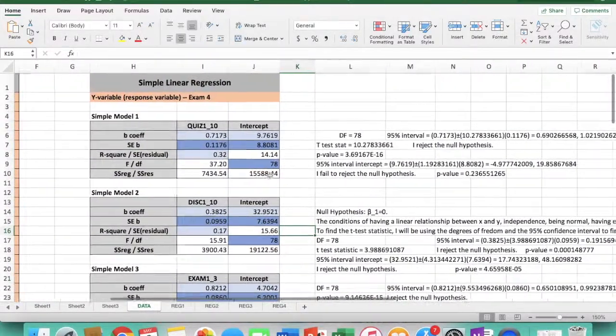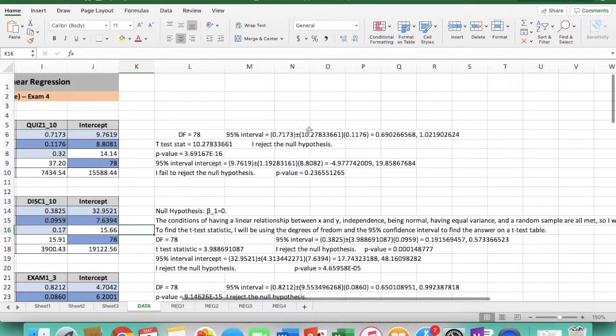Okay, so then for the other two, I just did steps 3 to 5, so I have most of it written out again. Degrees of freedom were 78 for all of them. I have the t-test stat for the x values in that equation. It was between 0.69 and 1.02. And I found the p-value to be 3.7 times 10 to the negative 16th, and I rejected that null hypothesis. The 95% interval for the intercept, I found the t-stat to be 1.2, and I found that to be between negative 4.98 and 19.9, and a p-value of 0.237. So in this case, I actually failed to reject the null hypothesis with the intercept, with quizzes 1 through 10.